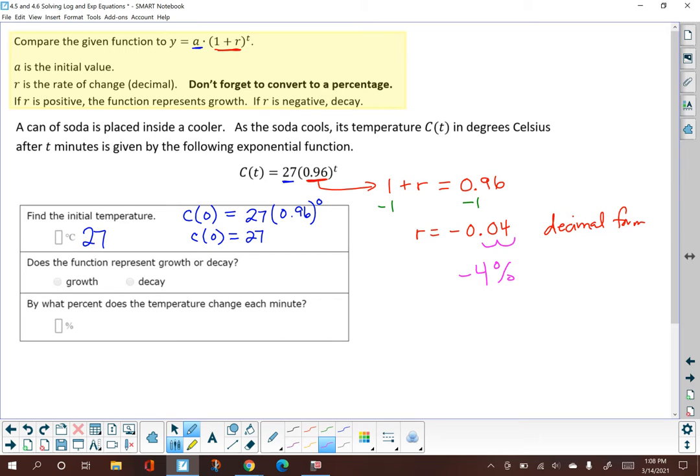Now to report this into ALEKS, the negative tells you that it's decay, so we'll mark decay here. And then you would type in your percentage into the next box, in this case 4%. Do not type the negative in here. The negative is covered by this decay box. So you would just put the value 4%.